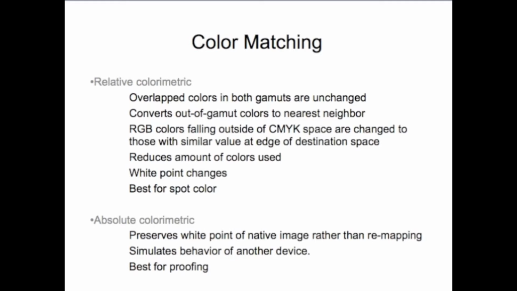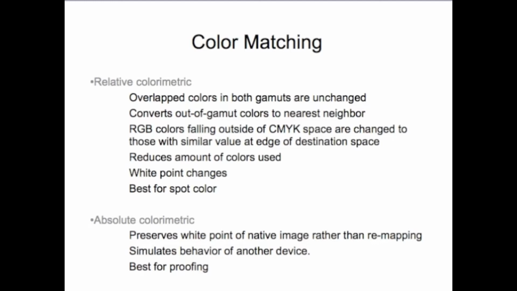And then there's colorimetric. There are two options for colorimetric. One is where the white point does not change, and one where it does change. In colorimetric, the overlapping colors that are in both gamuts, the larger and the smaller, remain unchanged. And anything that's out of gamut, in other words, anything in the larger space that won't fit into the smaller space, gets remapped or changed to its nearest neighbor in the smaller space. You have a reduced amount of chroma range.